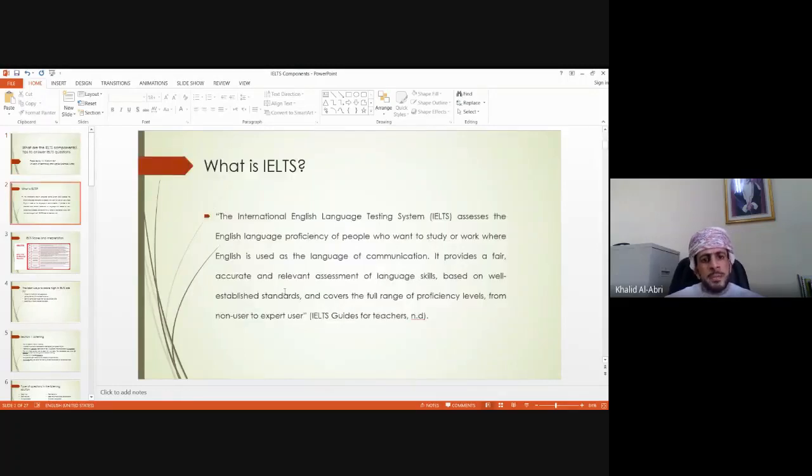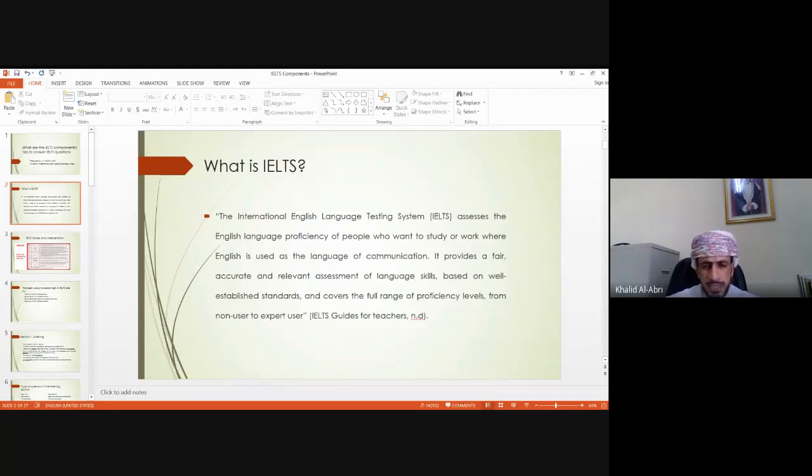So IELTS exam, what is an IELTS exam? Of course, this is an acronym. IELTS is an acronym that stands for International English Language Testing System. This exam assesses the English language proficiency of people who want to study or work where English is used as a language of communication.